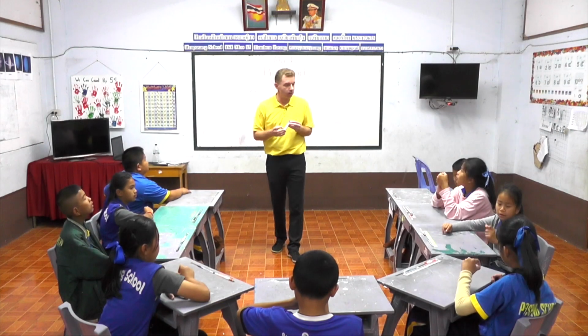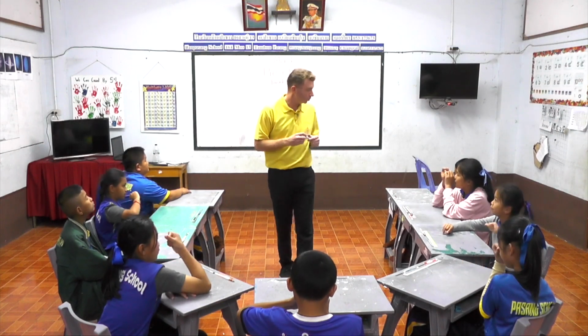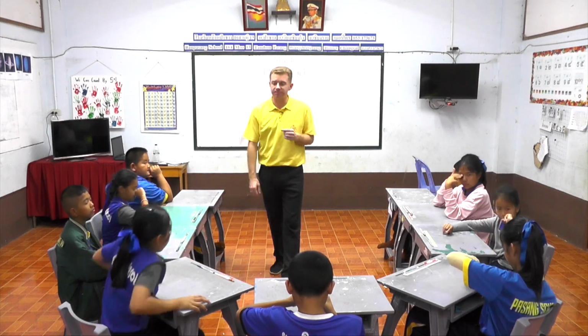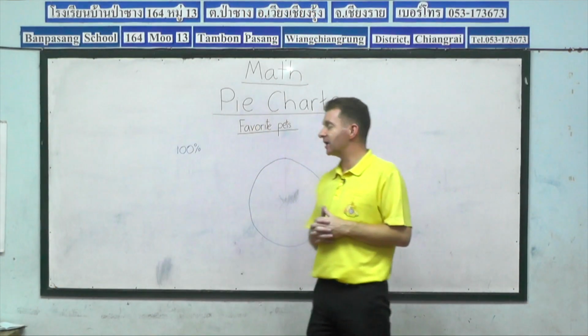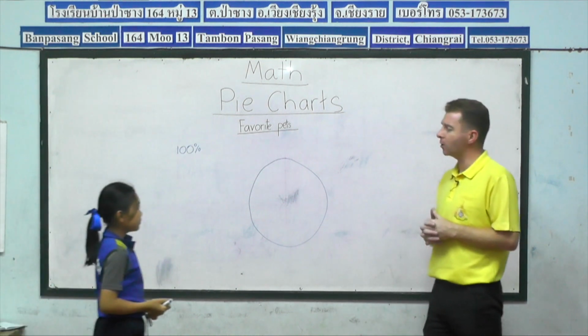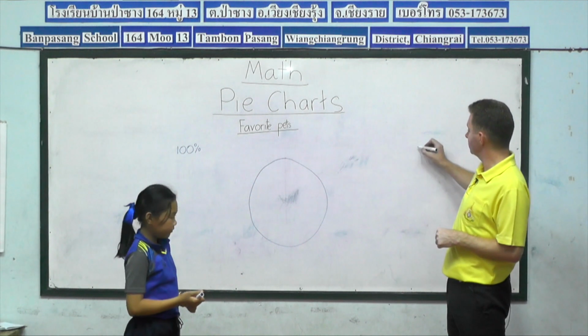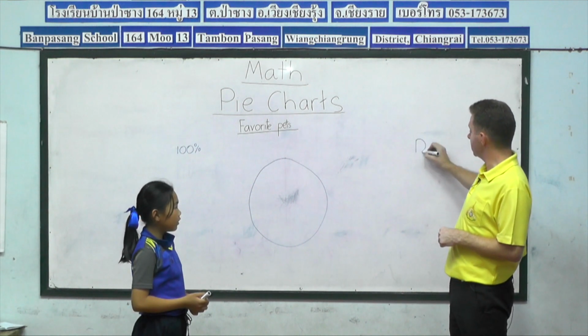So let's see, who can go first? Nadia, come and join me at the front of class, please. So Nadia gets first choice. Nadia, what pet are you choosing to draw? Dog. Okay, so how do we spell dog, guys? D-O-G.